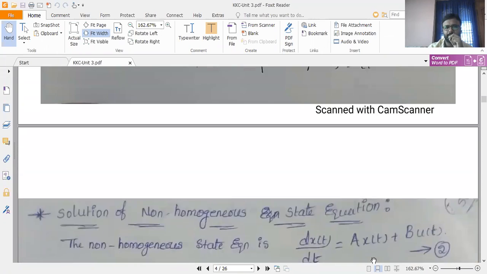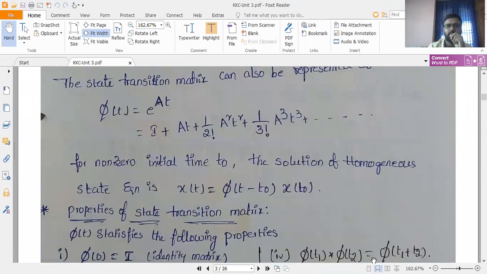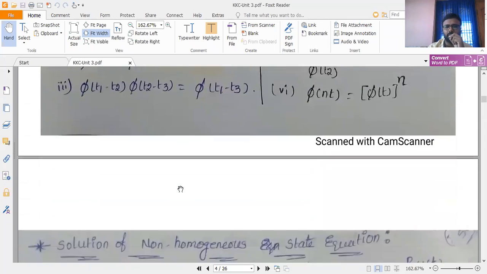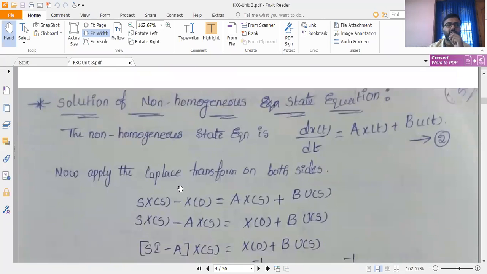Once again I will explain. This equation, x of t is equal to phi of (t minus t naught) into x of t naught, is the solution for the homogeneous state equation. In a similar manner, we are going to obtain the solution for the non-homogeneous state equation, which is represented as d by dt of x of t is equal to A into x of t plus B into u of t.